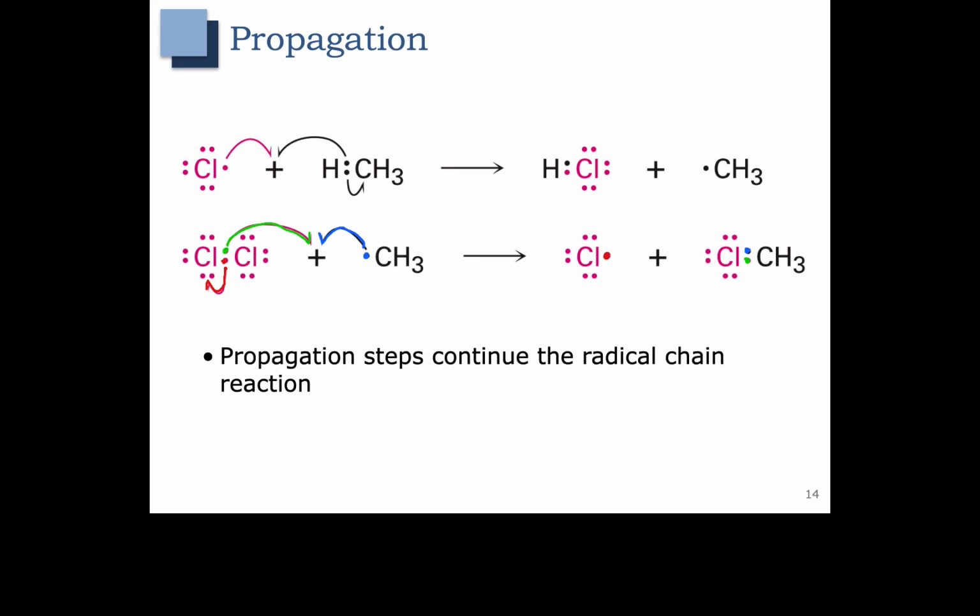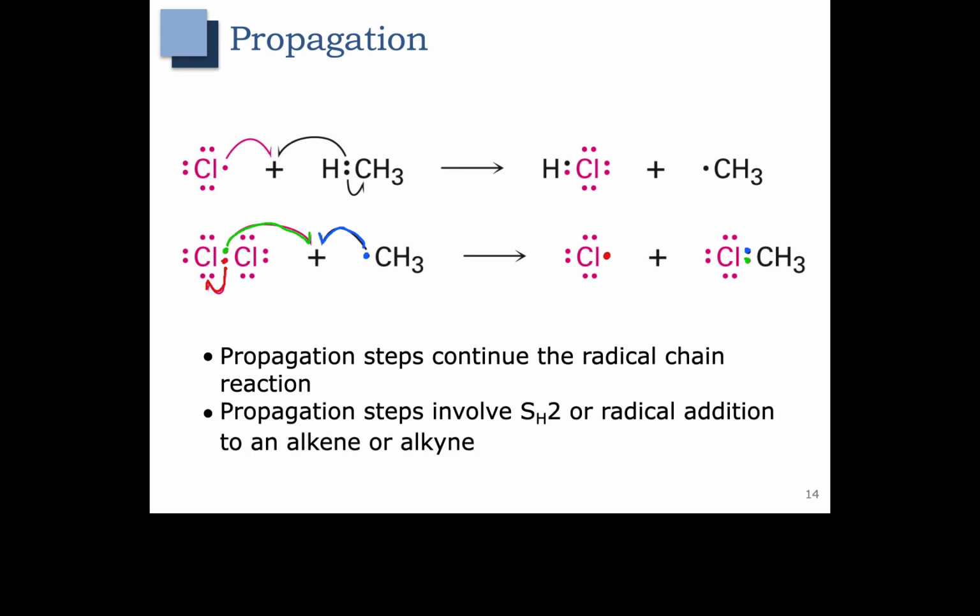Notice that with our propagation steps, they are continuing the radical chain reaction. Additionally, our propagation steps are typically going to involve reactions like the SH2 mechanism or radical addition to an alkene or alkyne. So those are the types of things that we're seeing happening in propagation steps of the radical chain reaction.